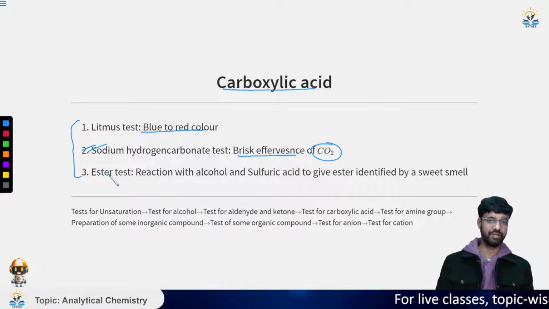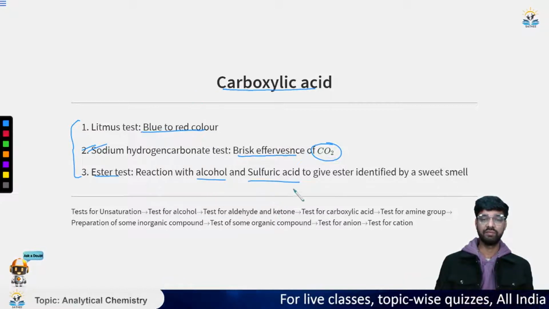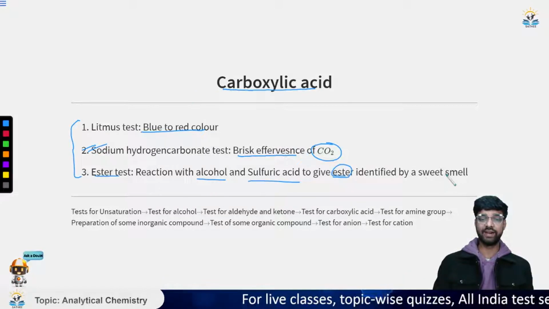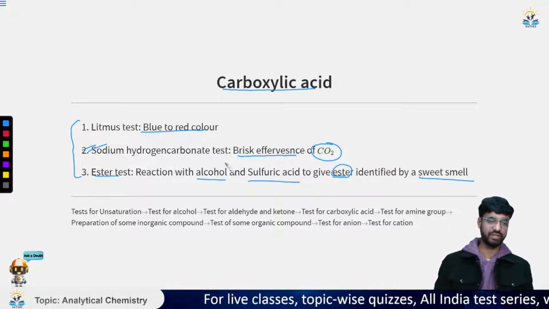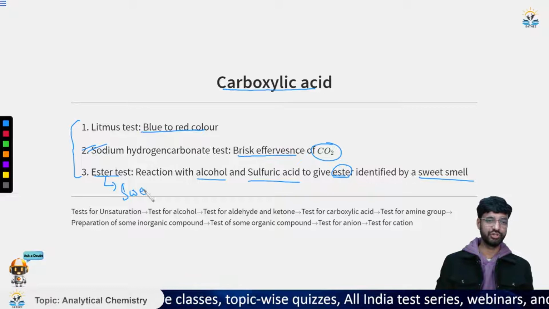Also means we can have the ester test. So we treat the carboxylic acid with alcohol and sulfuric acid, and then we get ester, which is identified by a sweet smell, because esters have a sweet aroma. So you should remember this.